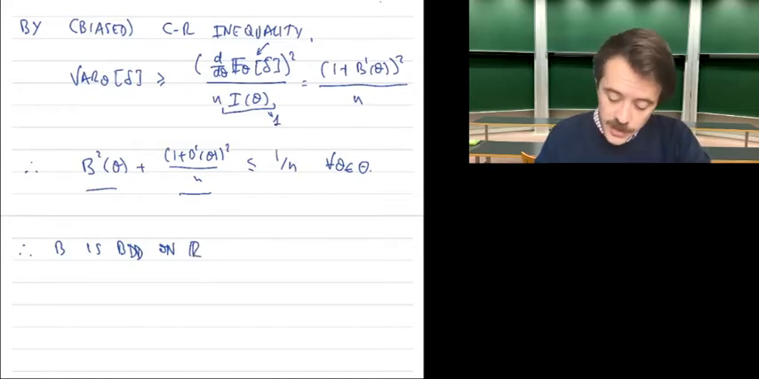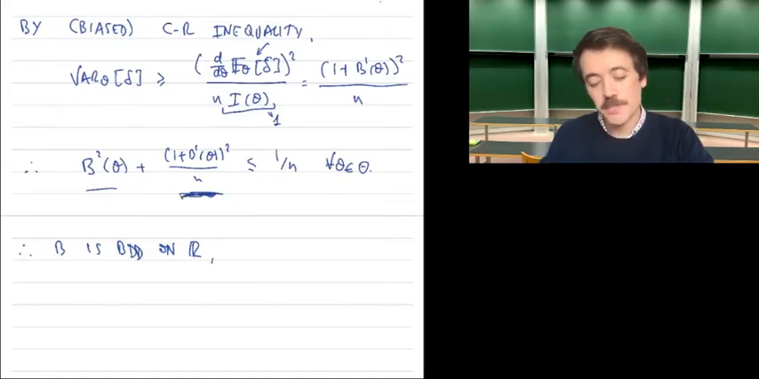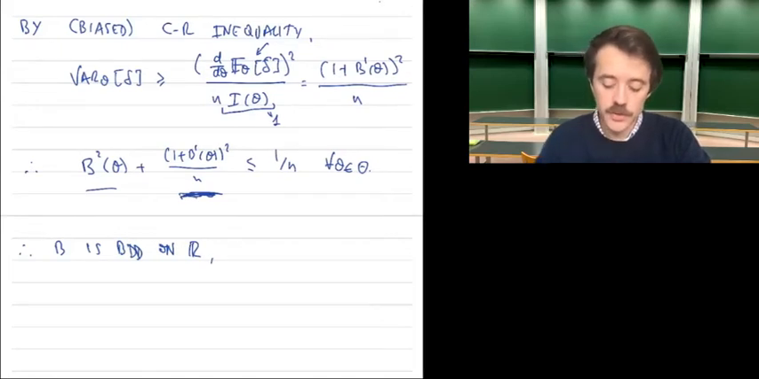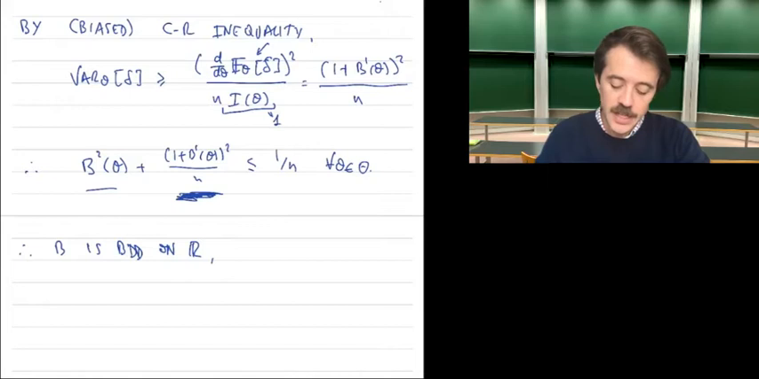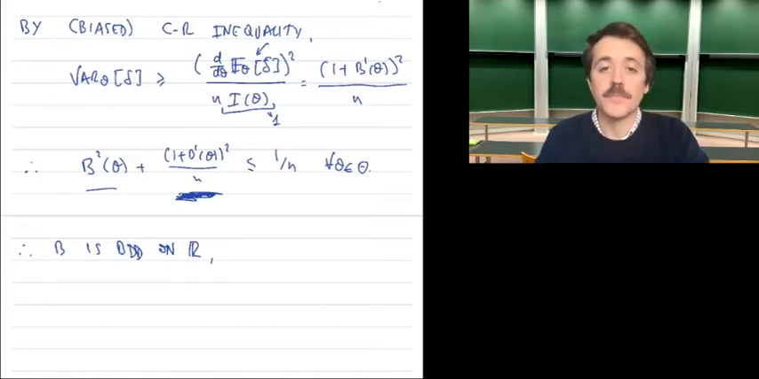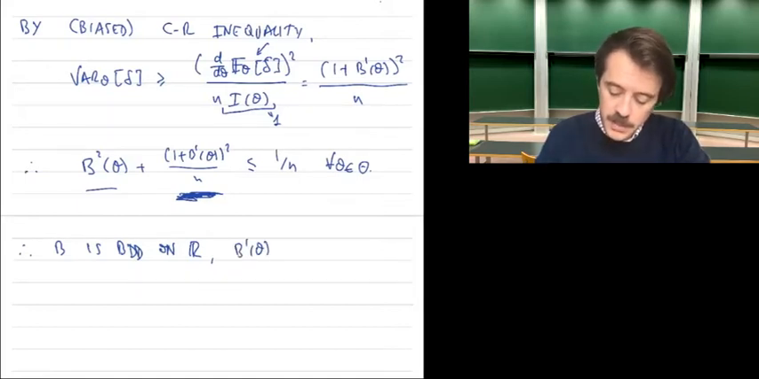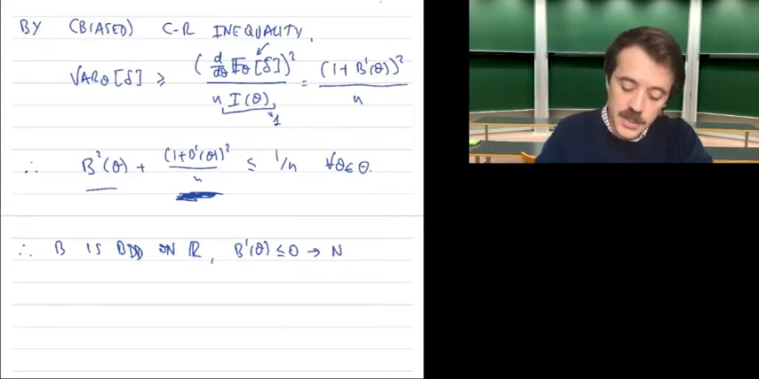Then what's the other thing? Well, I look at the second term. If the B prime is positive, then we're going to get that the numerator is larger than 1, and so the whole second term will be larger than 1 over n, and that cannot happen because the first term is non-negative. And so then what we also know is that the B prime must be less than or equal to 0, i.e. that B is non-increasing.